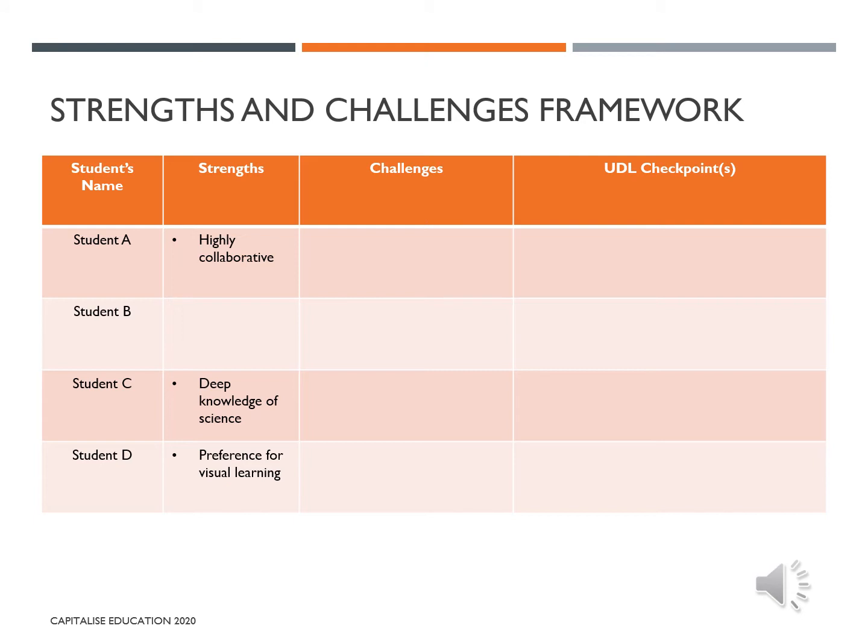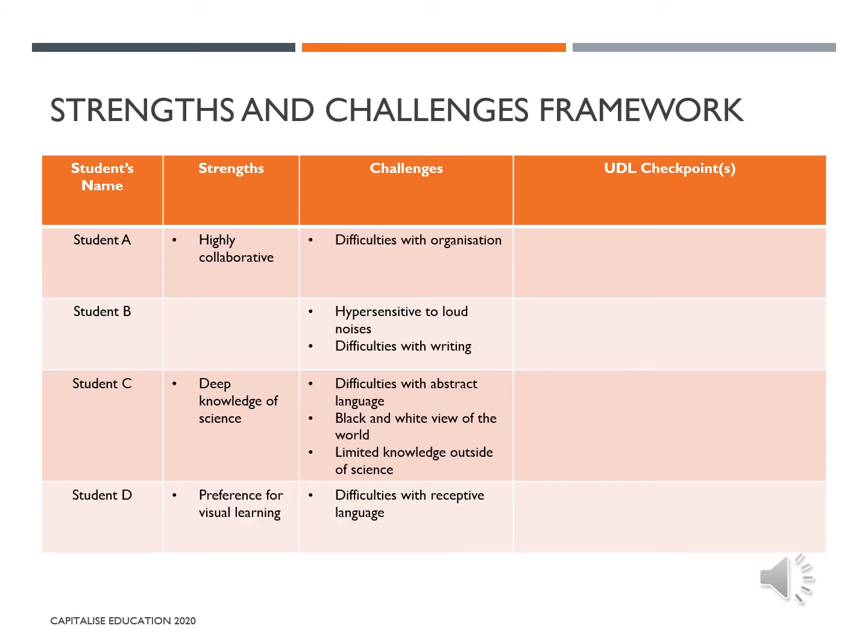For each of our students listed in the table, we've identified the student's strengths. There are many ways we could do this through classroom observation, talking to our students, talking to their parents. There are many ways to collect information about our students' strengths. During this process of data collection, we also collect information about our students' challenges. These go into the table also.